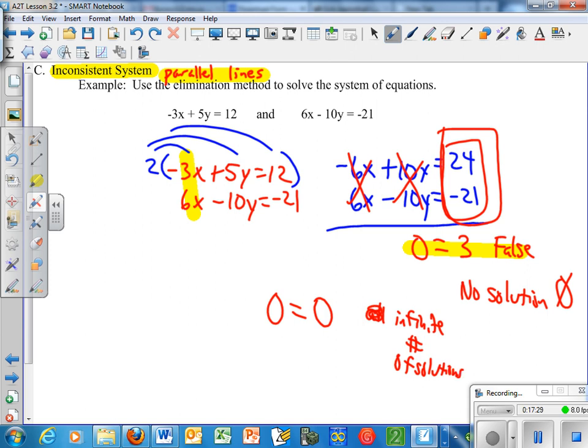If you get different numbers, 0 is equal to 3, for instance, okay, but then that would be a no solution. But if you get 0 on the other side, which means you'd have opposites over here of the same number. So if these were like 24 and negative 24, which would cause this to be a 0 here, 0 is equal to 0, it would be an infinite number of solutions. And that may occur as you're working on your problems.